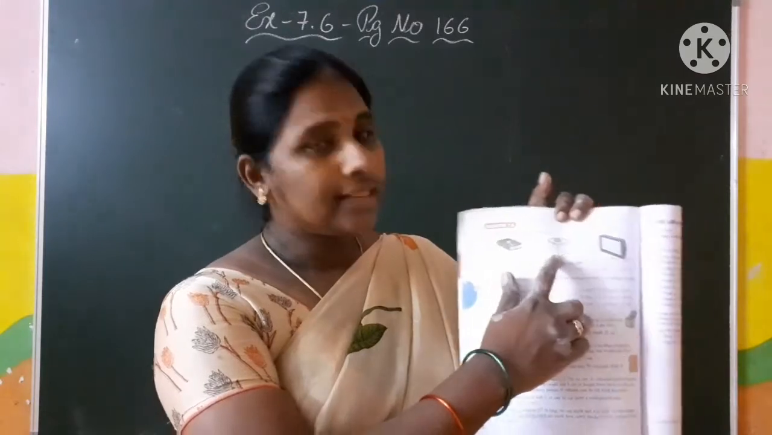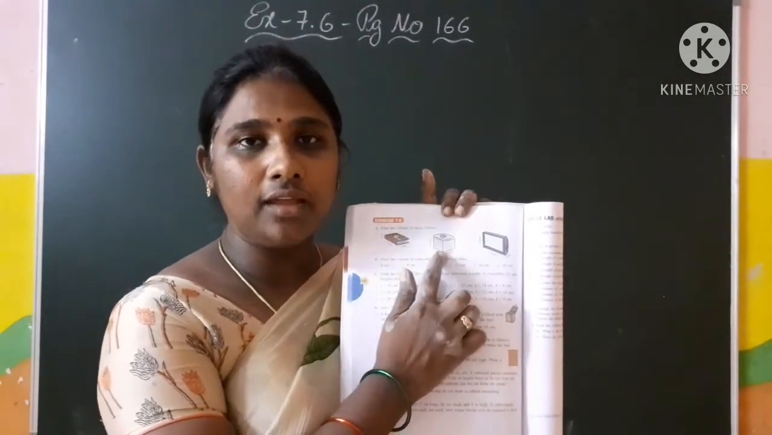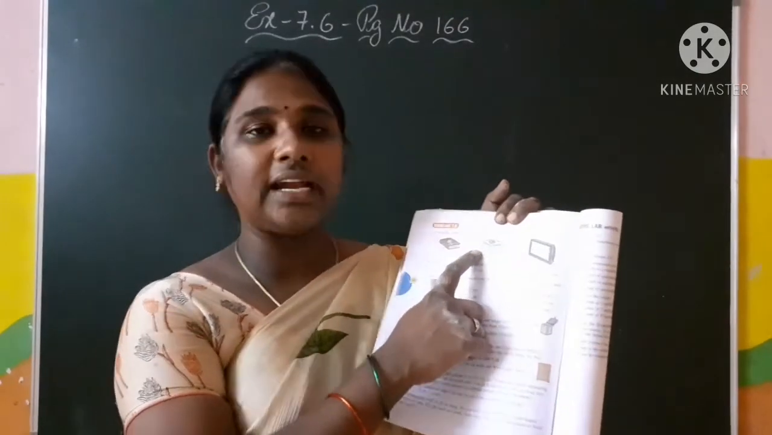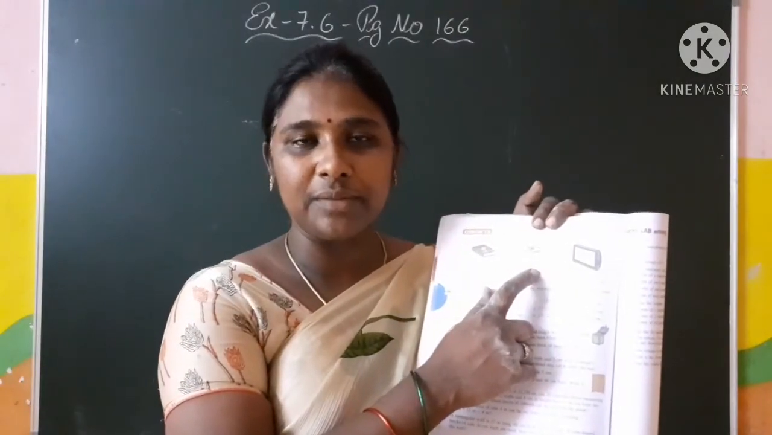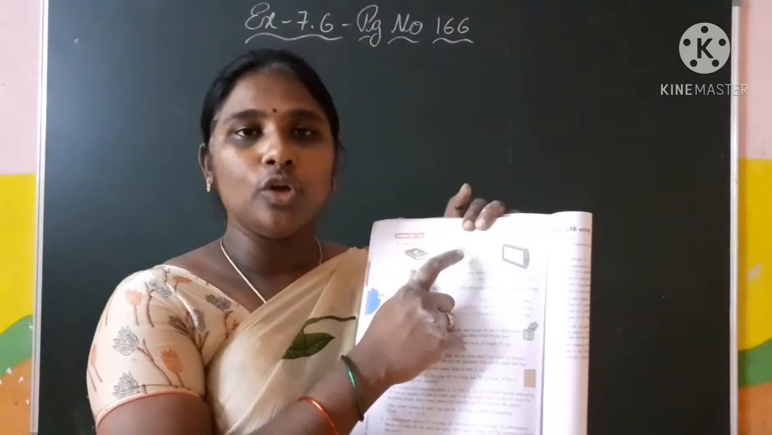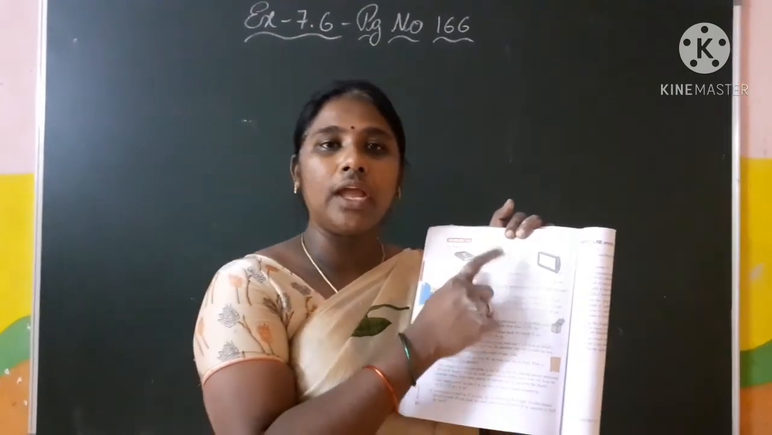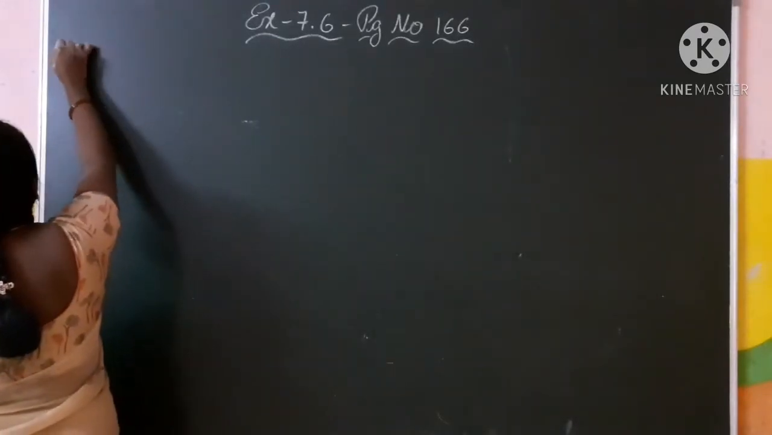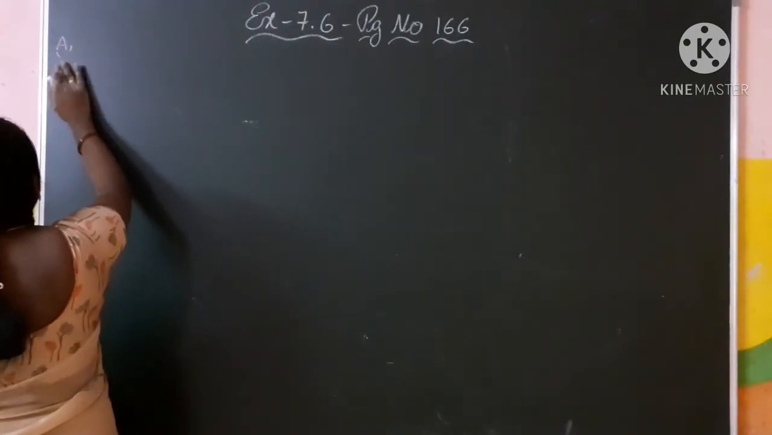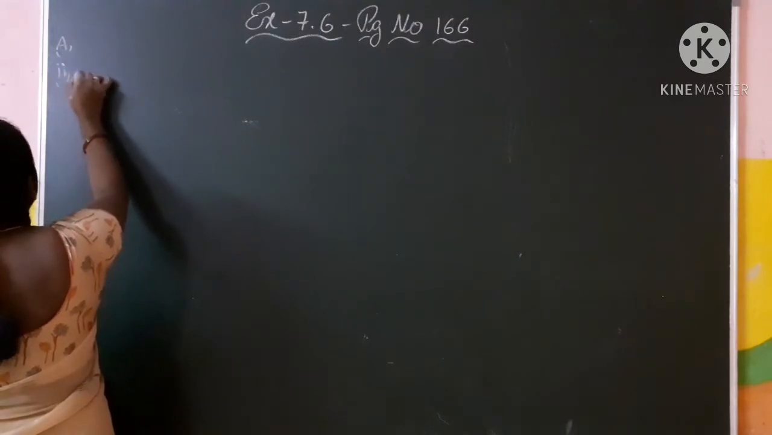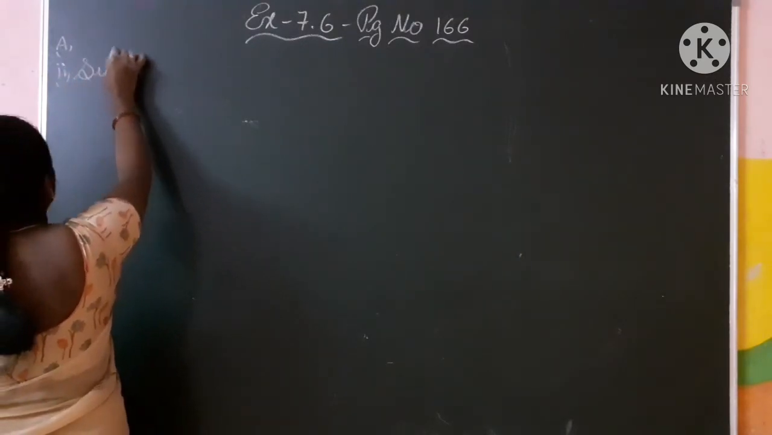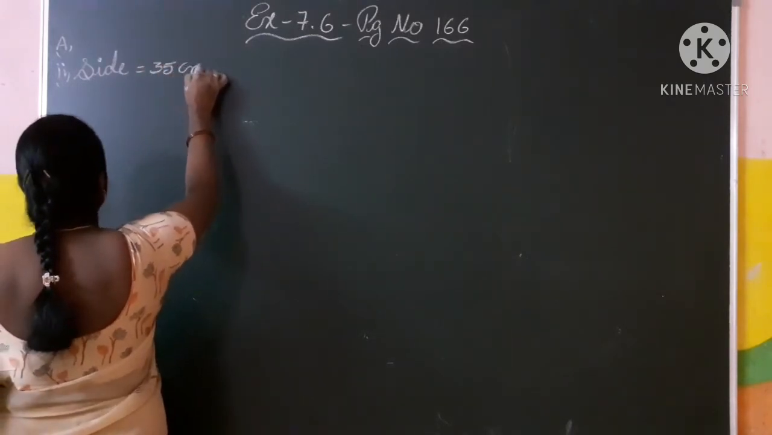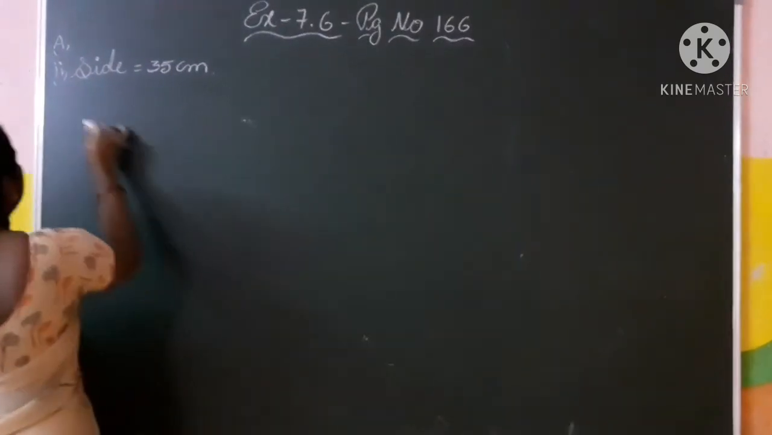Second question, the second one is in the shape of a cube. So here length, breadth, height all will be equal, 35 centimeter, 35 centimeter, 35 centimeter. So it is a cube, and we have to find the volume of a cube. Length, breadth, height are equal, so they gave the side. Side is equal to 35 centimeter.